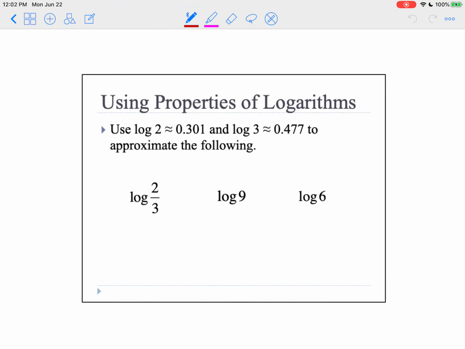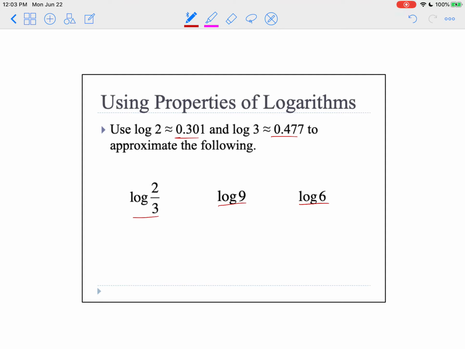So here we have log of 2 is equal to 0.301 and log of 3 is equal to 0.477. Again, these are common logs. This is log base 10. It's not written, so we're assuming that's true. Assuming that this is true information, we're going to use the properties of logarithms to find the values of these without needing a calculator.